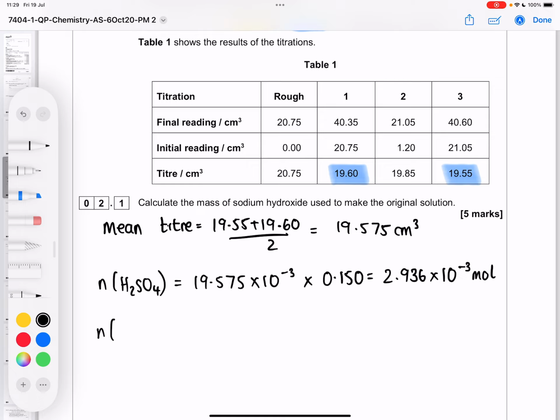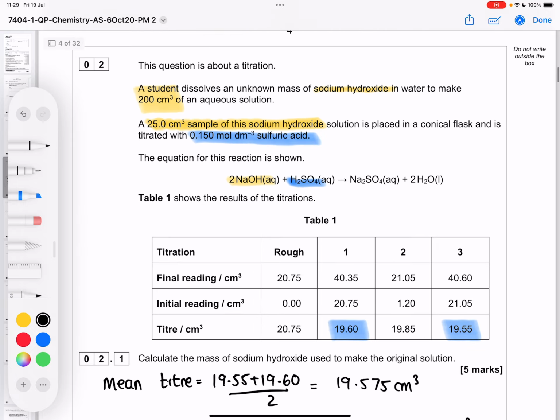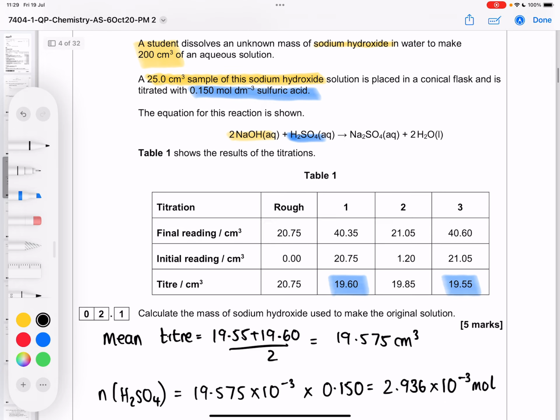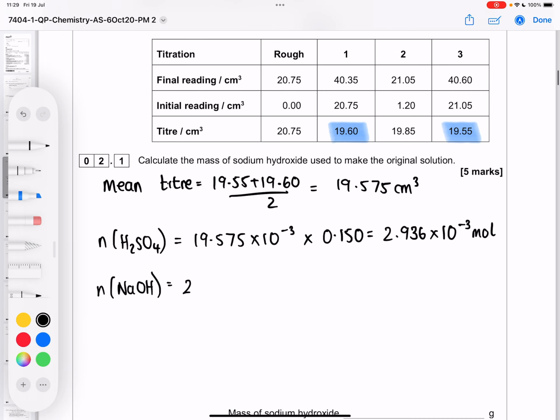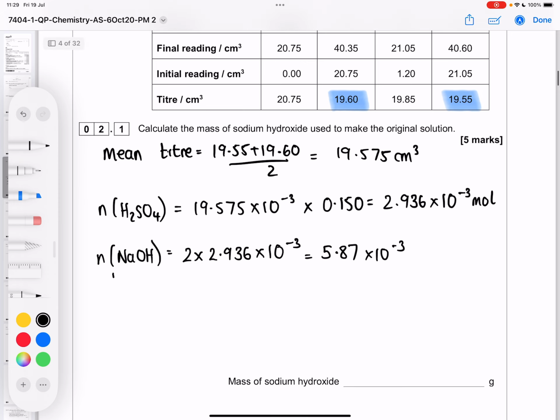Then if we use the ratio from the balanced equation, we can find the number of moles of sodium hydroxide, and the ratio is 1 to 2. So we're going to do 2 times 2.936 times 10 to the minus 3, which is 5.87 times 10 to the minus 3. That's in 25 in the titration.